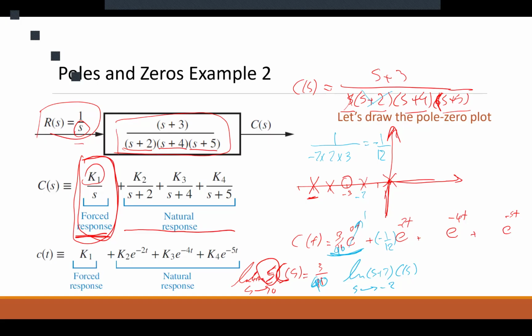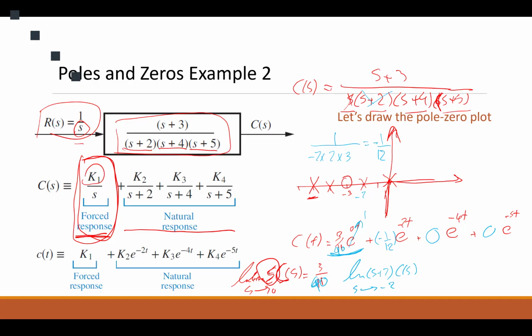And you can find the rest of the coefficients similarly. So instead of taking a Laplace inverse, you can simply plot the zeros and poles and find what is going to be the time response of the system. Is that clear what we did? Any question about that?